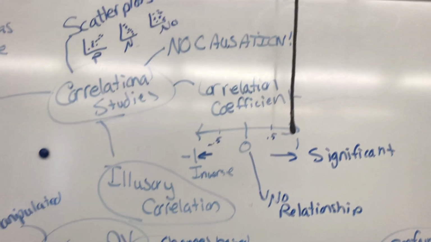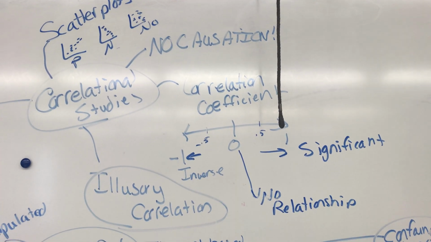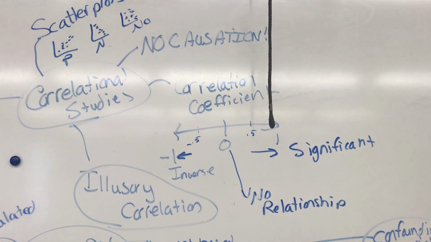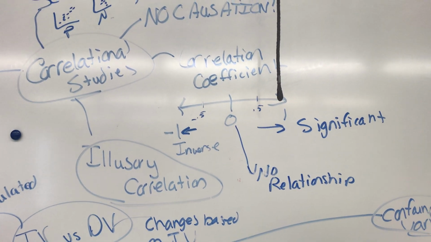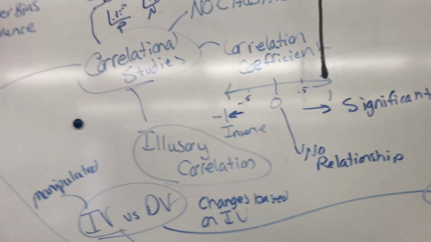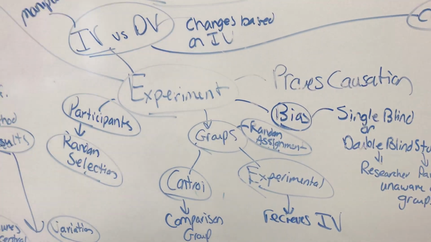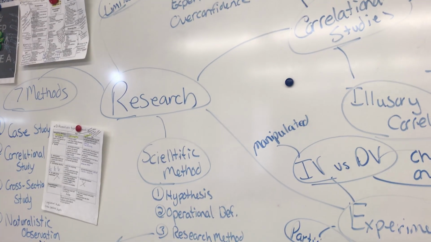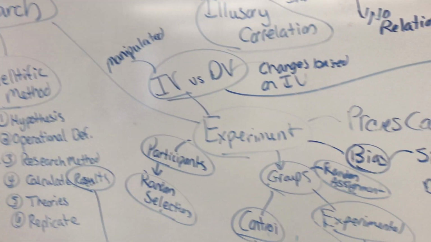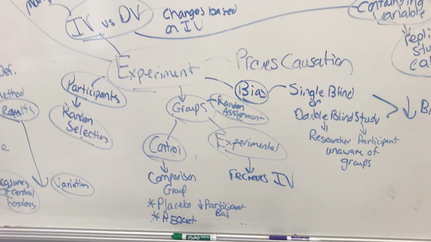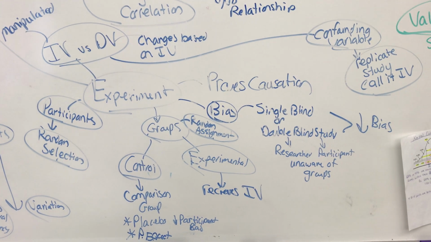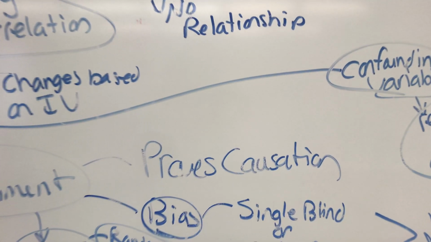Okay? So that is the information on correlations. Again, I'm not proving causation, only showing a relationship exists. Now, if I want to show causation, that's when I move over here to an experiment. So again, we're still on the research topic, okay? When I want to show that causation exists, I'm going to perform an experiment. Again, it proves causation, okay?